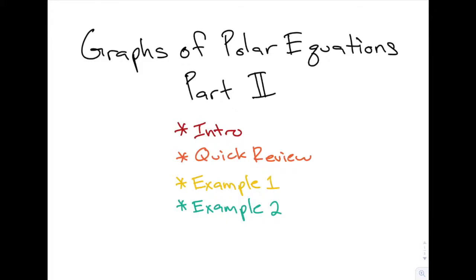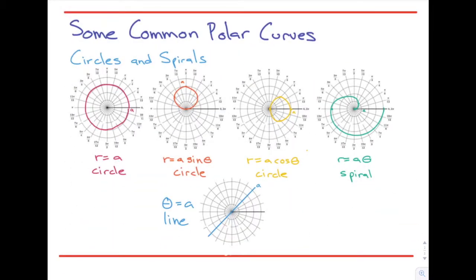In this video, we'll explore a few more graphs of polar equations. So we'll start with a quick review, picking up where we left off in the last video, and then we'll do 2 new examples. So remember from the last video, we looked at some common polar curves, talking specifically about circles and spirals, and then the line theta equals a.